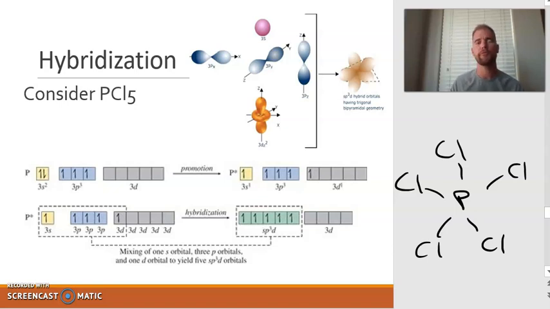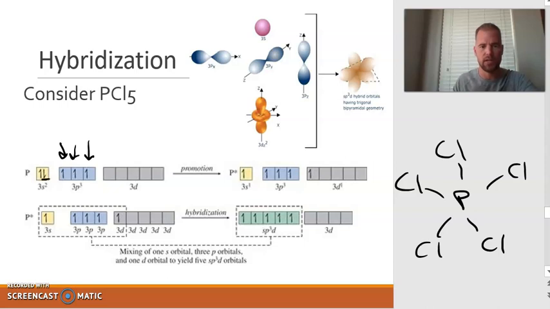In order for phosphorus to be able to bond to 5 chlorines, how many half-filled orbitals does it need? If you guessed 5, you are right. Well, if we take a look at phosphorus's orbital diagram, right now it only has 3 half-filled orbitals. That's not enough. We need 5.